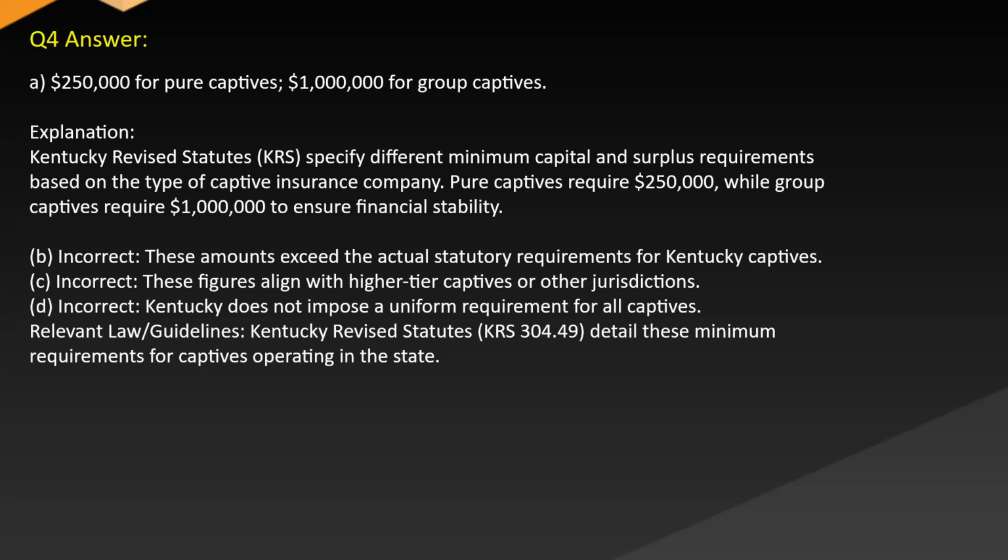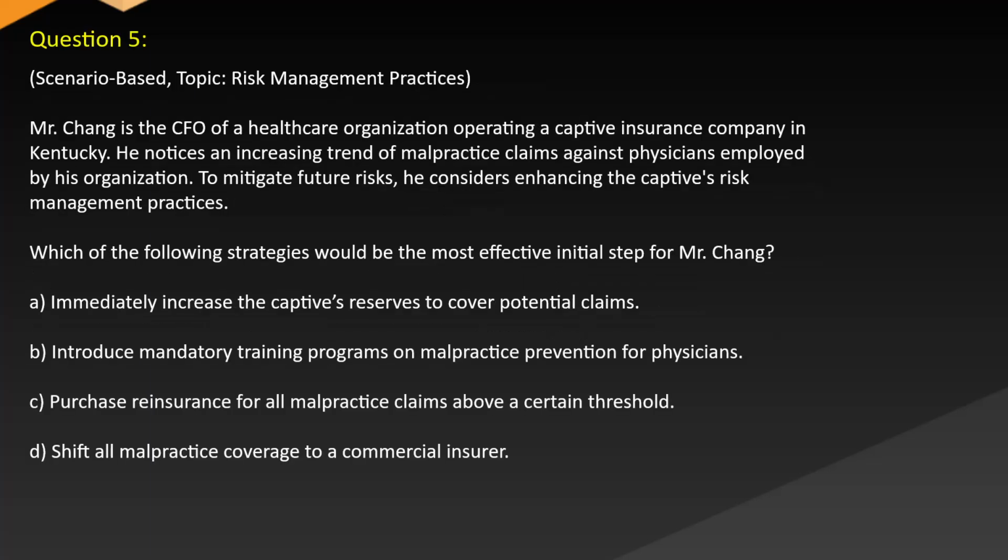Kentucky Revised Statutes KRS 304.49 detail these minimum requirements for captives operating in the state. Question 5. Scenario-based. Topic: Risk management practices. Mr. Cheng is the CFO of a healthcare organization operating a captive insurance company in Kentucky. He notices an increasing trend of malpractice claims against physicians employed by his organization. To mitigate future risks, he considers enhancing the captive's risk management practices.